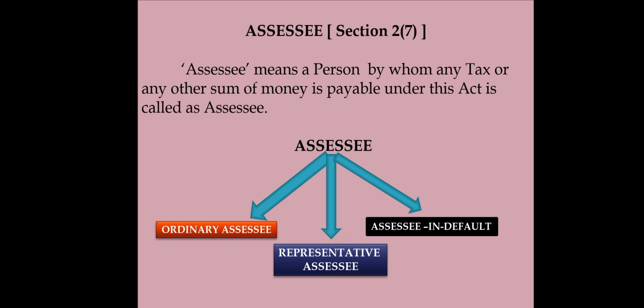Assessee. According to section 2(7), assessee means a person by whom any tax or any other sum of money is payable under this Act is called an assessee. Assessee is classified into three types, which are called ordinary assessee, representative assessee, and assessee in default.